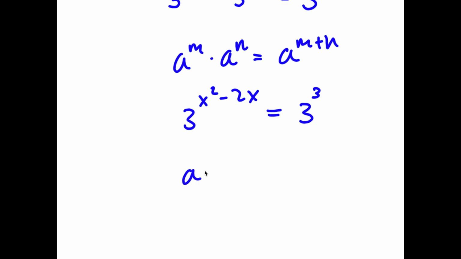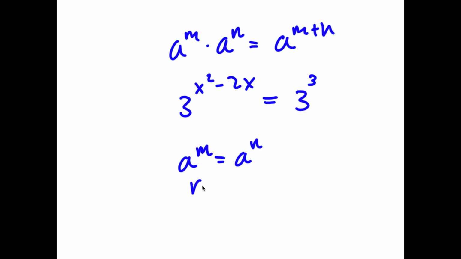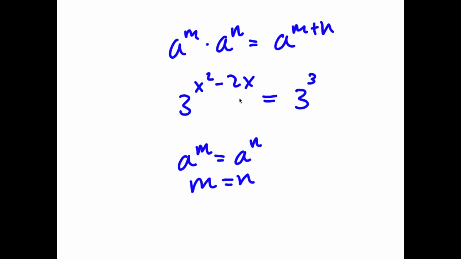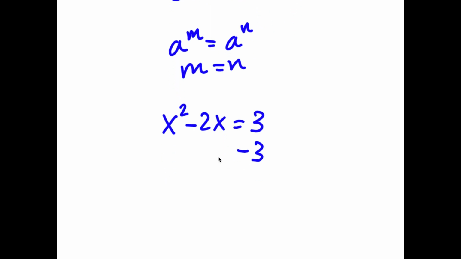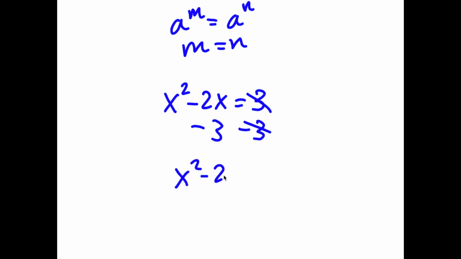Now, if I have something in the form a to the power of m equals a to the power of n, this means that m is equal to n. So in this case, x squared minus 2x is equal to 3. So now to solve this, I'm going to subtract 3 on both sides. So then these two cancel out. So now I have x squared minus 2x minus 3 is equal to 0.